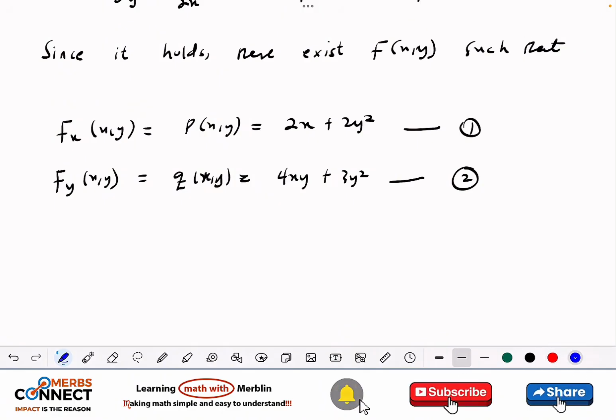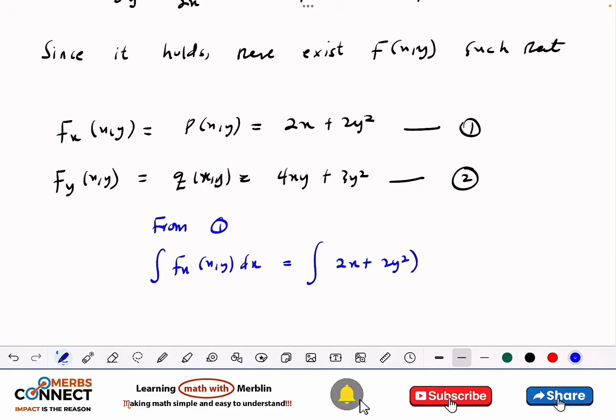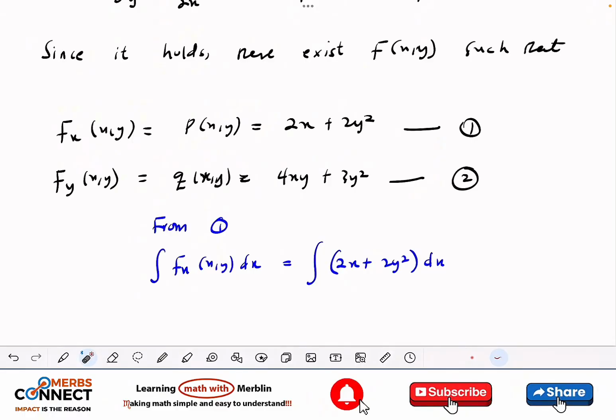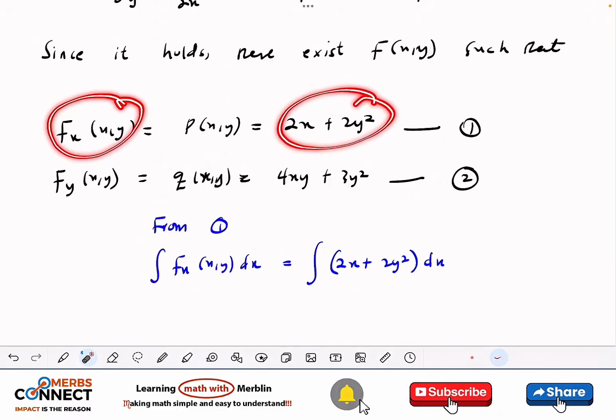So from equation 1, we are going to integrate equation 1 with respect to x because this is x. So I integrate big F of x with respect to x, which is the same as integrating 2x plus 2y squared with respect to x. So that is what we are doing. So integrate this function and this function.